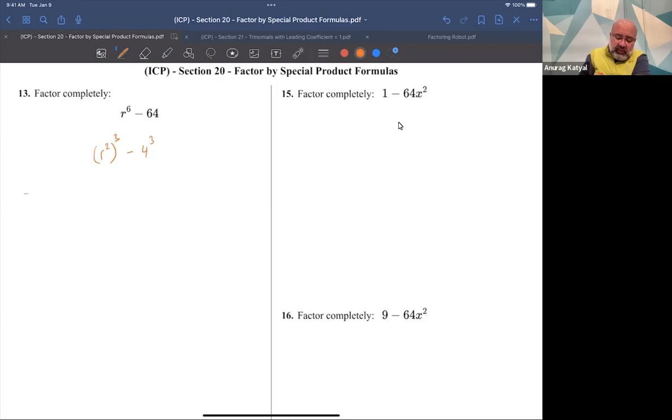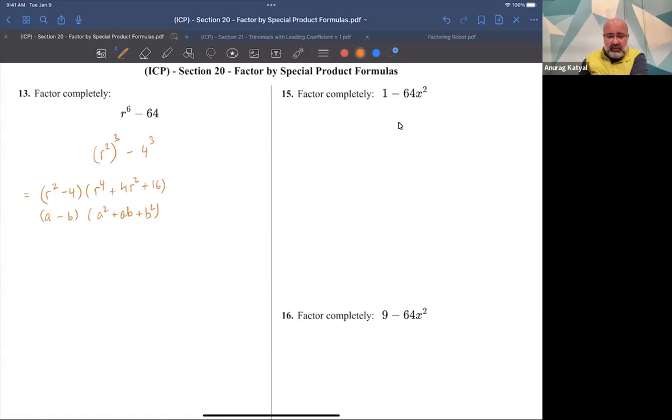So with this, we can rewrite this as r squared minus 4, a minus b. This is a minus b. And then we have to have a squared plus ab plus b squared. Well, a squared would be r squared squared. So that would be r to the fourth plus a times b. Well, r squared times 4 would just be 4r squared plus b squared. 4 squared is 16.